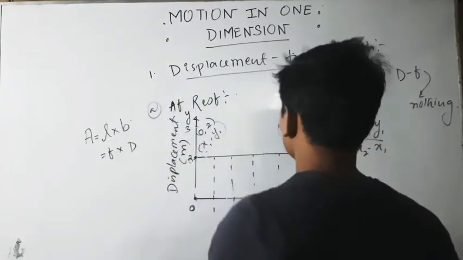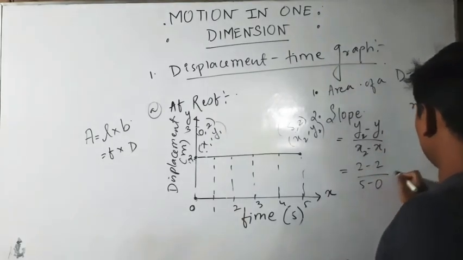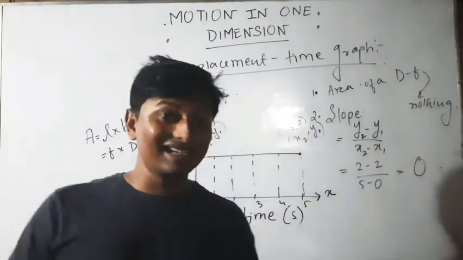If I put the values here, it will give me what? 2 minus 2 divided by 5 minus 0. That means 2 minus 2 will practically give me 0. That means the slope here is 0.